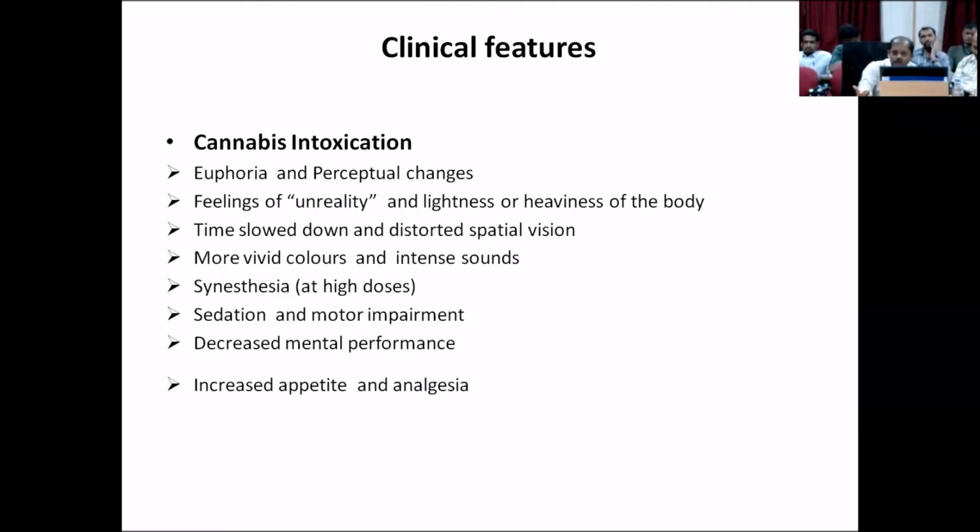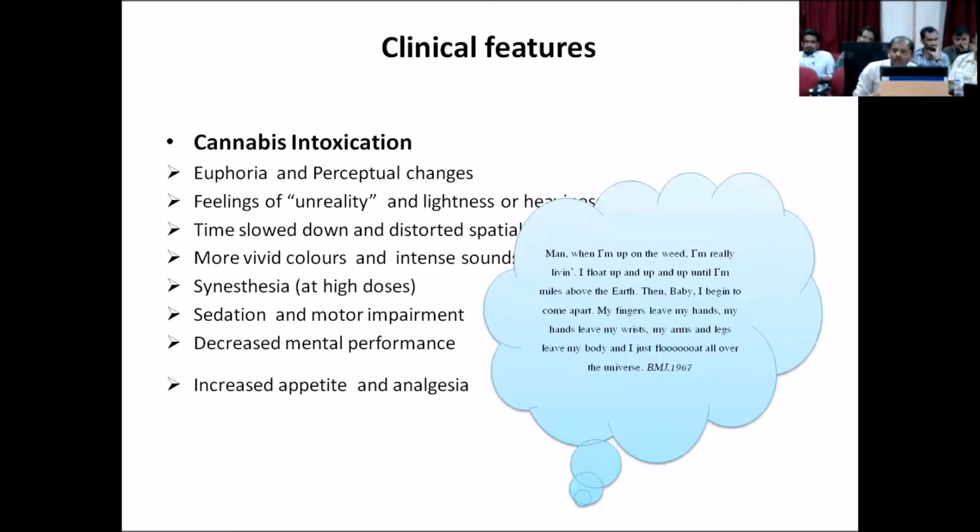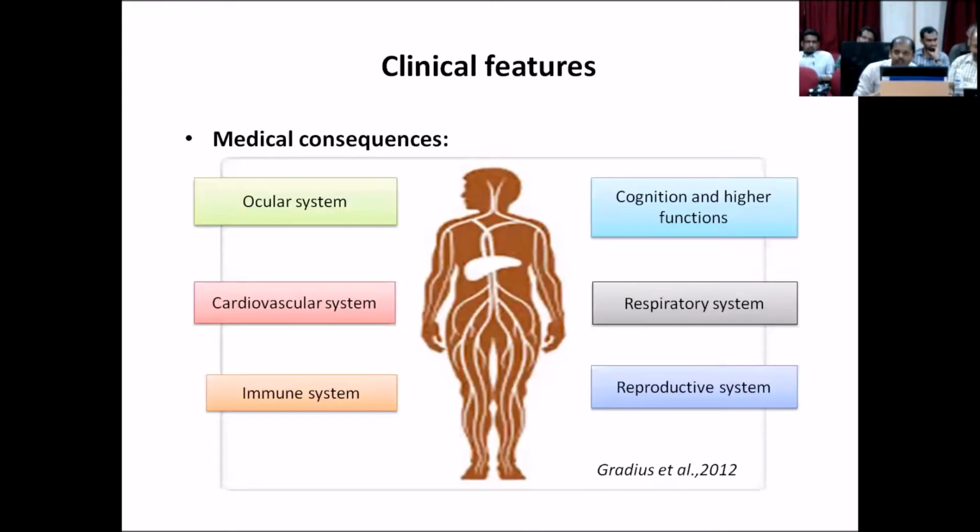Residents who are often in the emergency find people coming with cannabis intoxication. They may have euphoria and significant perceptual disturbances. They may complain of a feeling of unreality. They may have a sense of time slowing down, which is very characteristic of cannabis. There may be vivid colors, also synesthesia, and other subtle symptoms like altered mental performance, increased appetite, and analgesia. This is one of the sayings in the famous journal, the BMJ. It appeared there how a person had described his experiences in his own words.